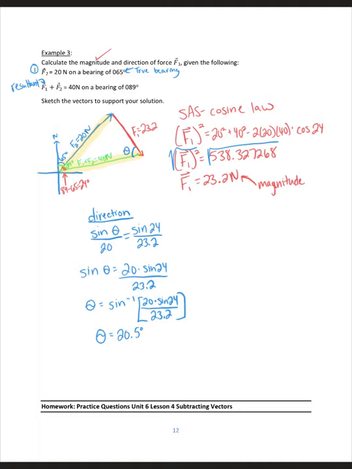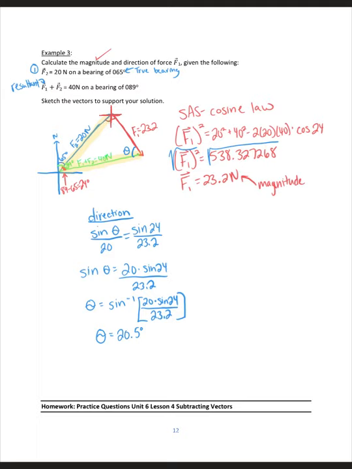Okay, so that gave us one angle within our triangle, right? But we need to know the direction of F1. So we have to try to think about where F1 is. We know that F1 was somewhere up here. Right, that's where F2 turned and went on F1. So we have to think about how we can find this piece right here, because that's the direction that F2 took in terms of a quadrant bearing. So we're going to figure out what that is.